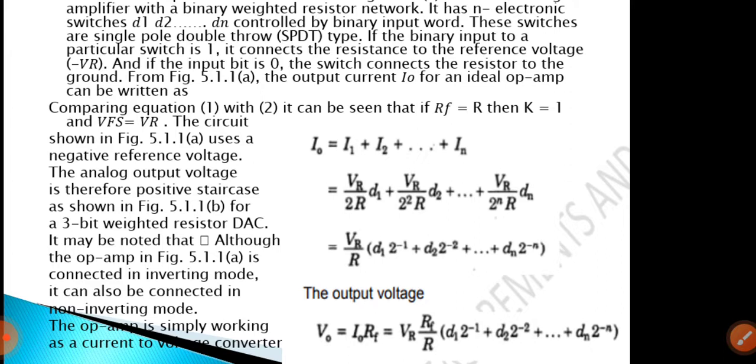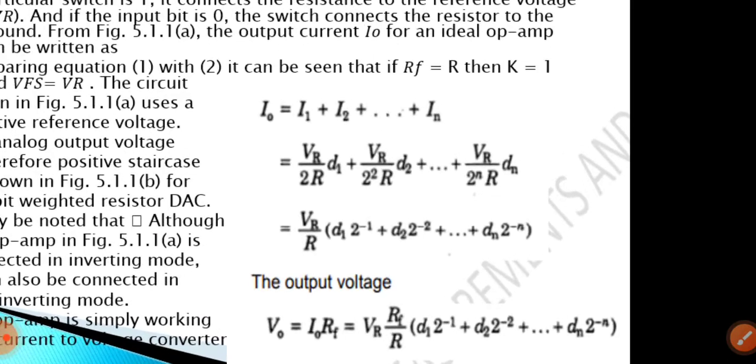Yes, that is the 3-bit weighted resistor DAC. Note that the op amp in the figure is connected in the inverting mode. The op amp is simply working as a current to voltage converter. How it comes like that, I have explained. Yes, VR divided by R. Yes, V naught equals I naught into RF.